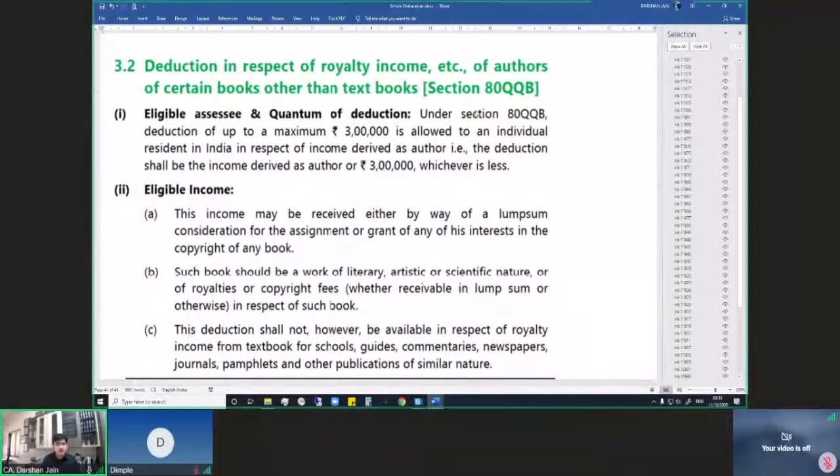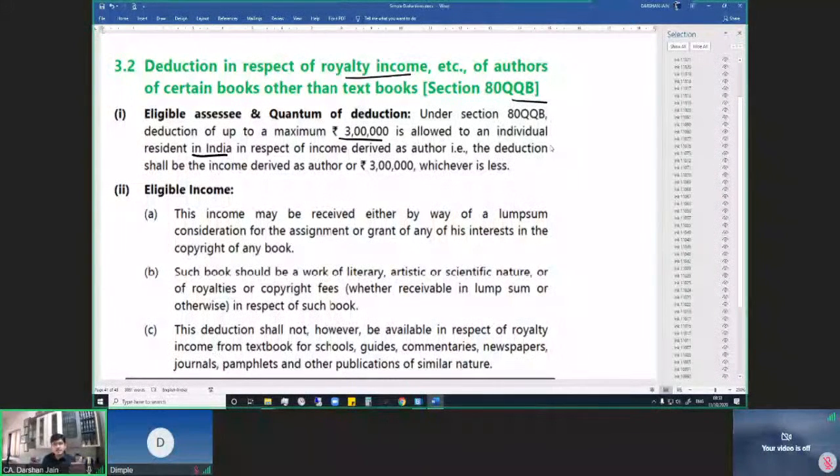So let's move on to the next deduction, that is 80 QQB. Deduction in respect of royalty income. So the eligible assessee and quantum of deduction: maximum 3 lakh rupees of deduction is available under 80 QQB to an individual resident in India.